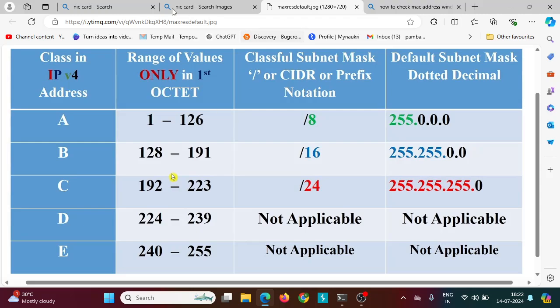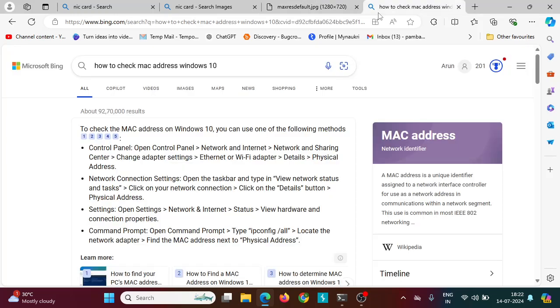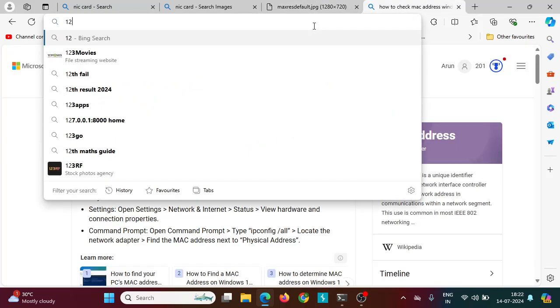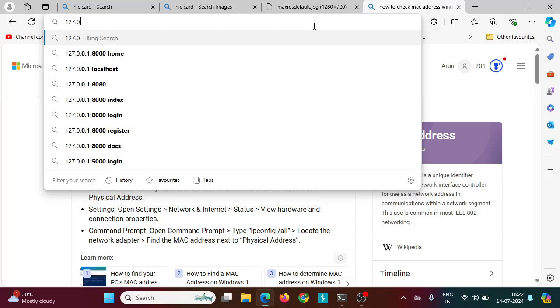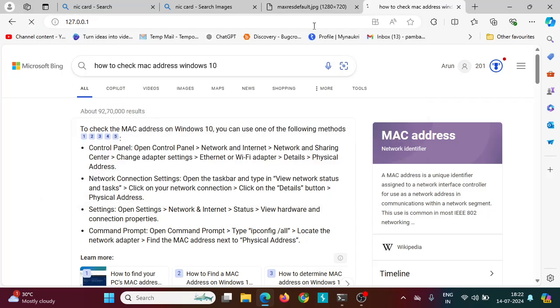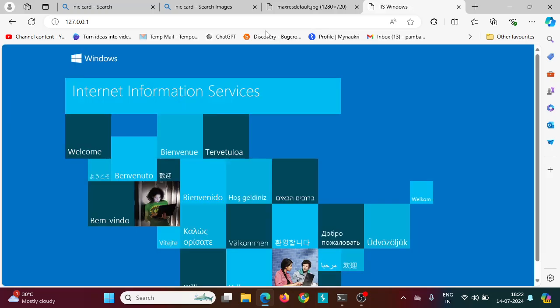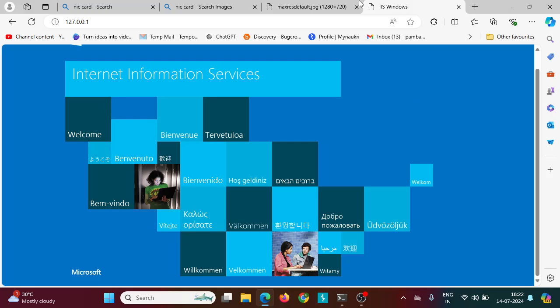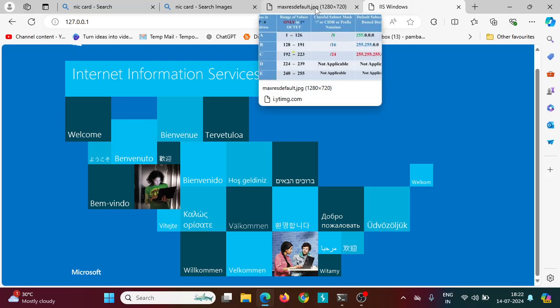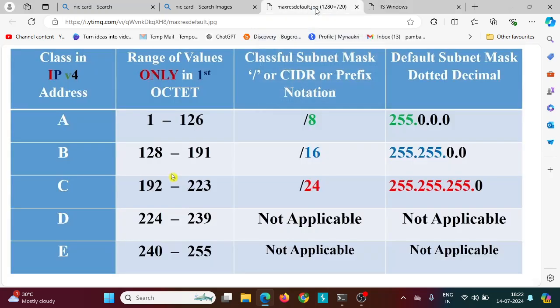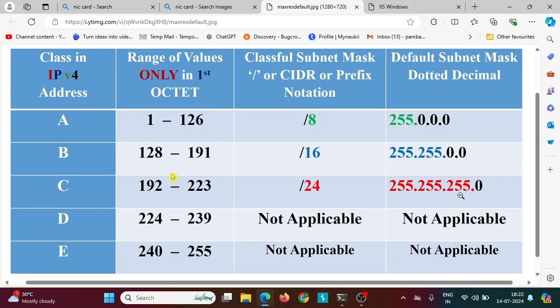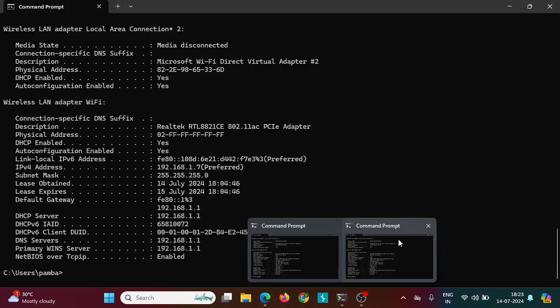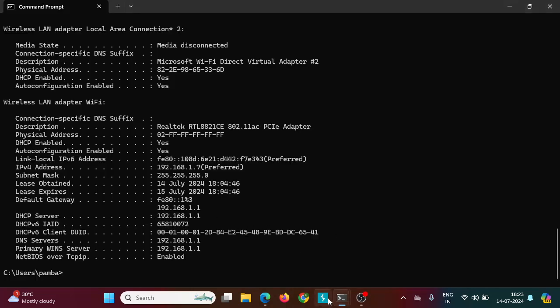Whenever you are referring to 127.0.0.1, you are referring to your own system. It is not some external IP address, it is basically your own IP address. Here we can see the subnet mask. Because our IP address is 192.168, it comes under this class C.